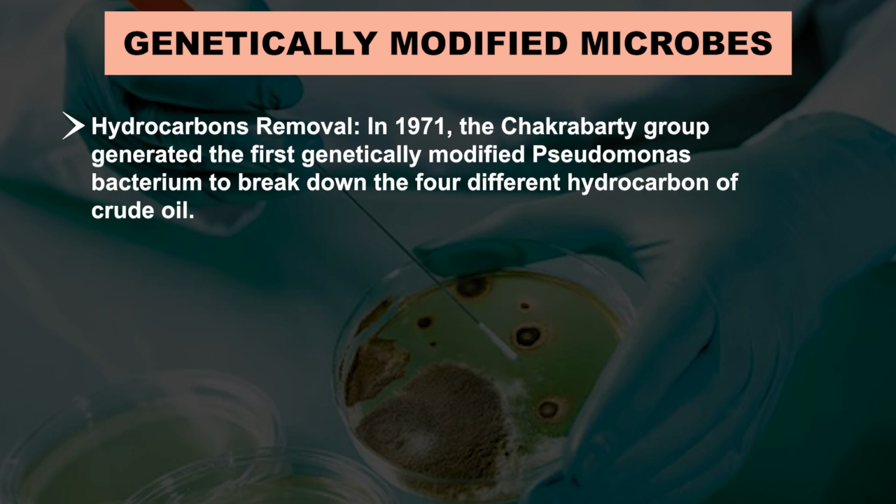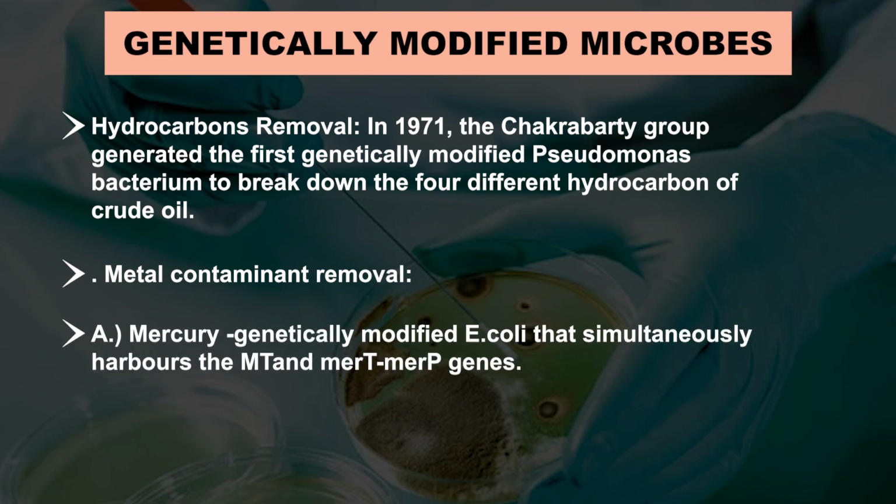First pollutant is hydrocarbon removal. In 1971, Chakrabarty's group generated the first genetically modified Pseudomonas bacteria that had the ability to break down four different hydrocarbons of crude oil. The second one is metal contaminant removal. In this, mercury may be effectively removed from electrolytic effluent by genetically modified E. coli that simultaneously harbors the MT, MRT and MerP genes.